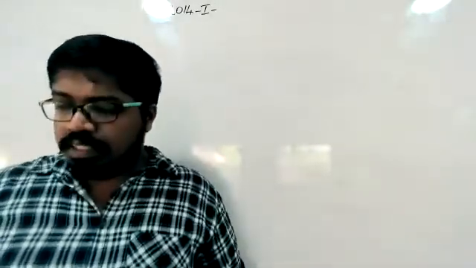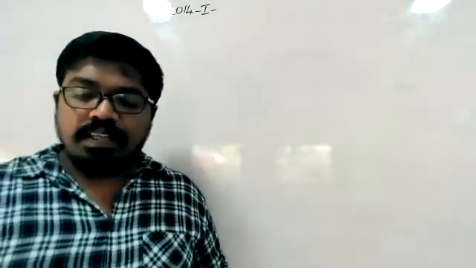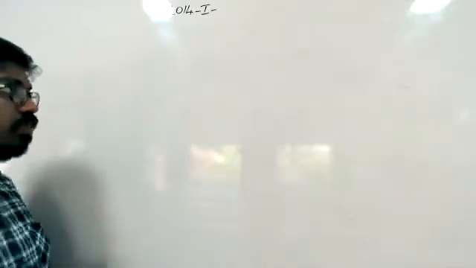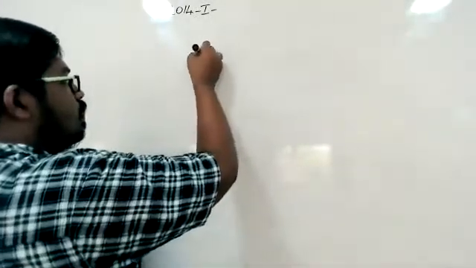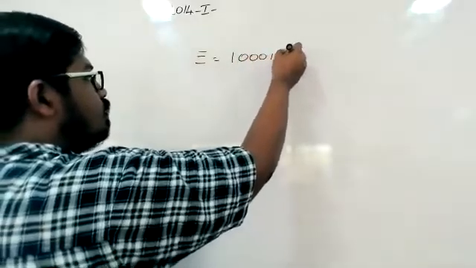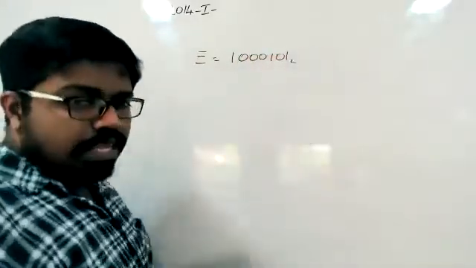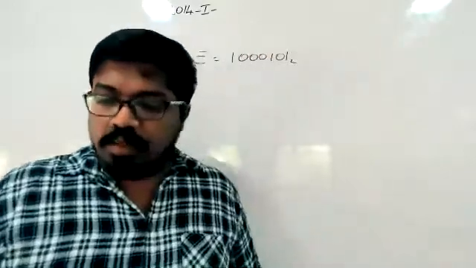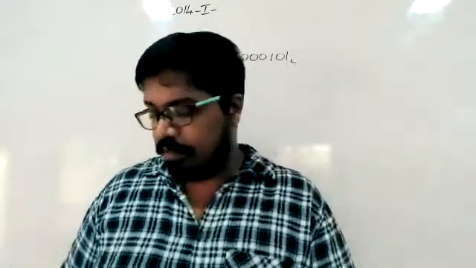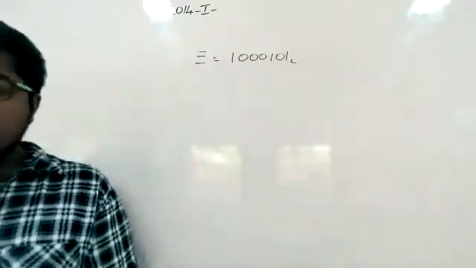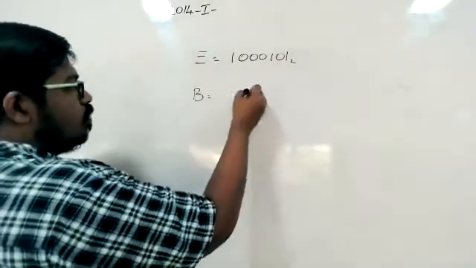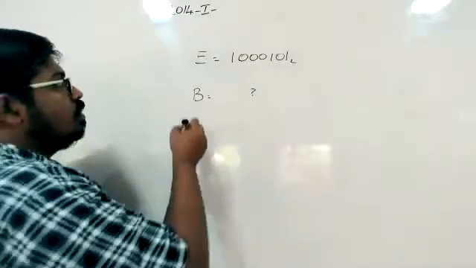Question number 9: if the character capital E is represented as 1000101 base 2 in ASCII, what is the ASCII code for character capital B? So they ask you for capital B, what is the code?